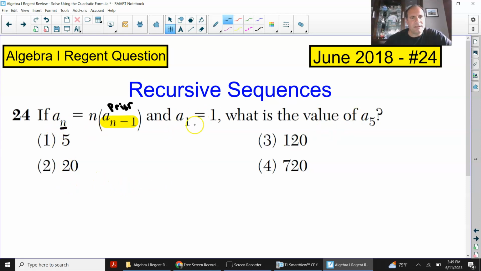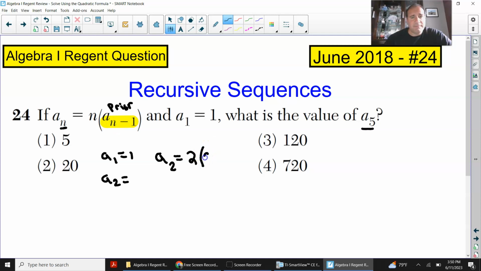The first thing they give you is a sub 1. So a sub 1 is 1. So you need your a sub 2 and all the way to a sub 5, right? When you're rewriting the formula, you see this n? Well, it's 2 now because we're looking for a sub 2. I'm going to put the n down, which is 2, because we're substituting the 2 in for n every time we see n.